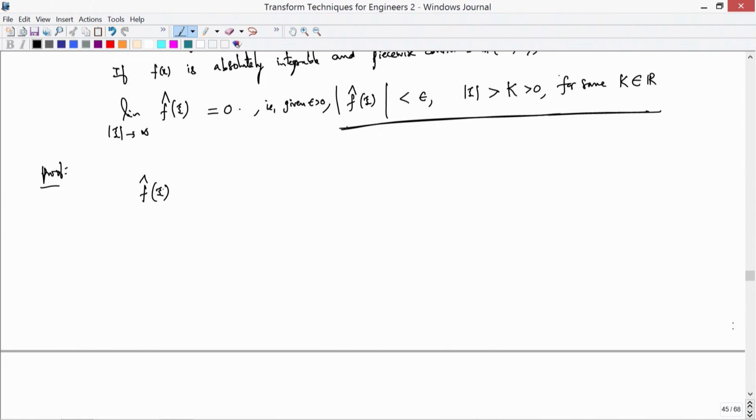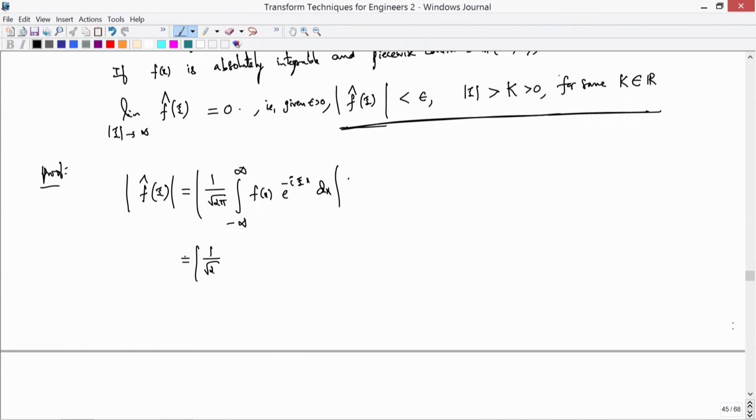So, for that you write the Fourier transform, which by definition is 1 by root 2 pi, integral from minus infinity to infinity of f x e power minus i xi x dx. For this you take the modulus, which is what you want. Now we have the modulus, and this integral you can split into parts.